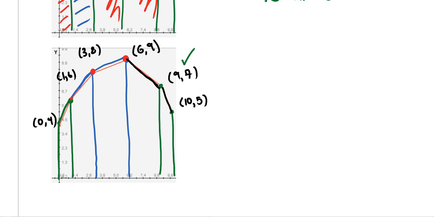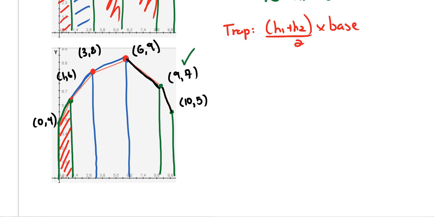Okay. Now, if you want to calculate the area of that very first trapezoid, remember the formula for a trapezoid was (h1 plus h2) divided by 2 times the base. That was the general formula. Now, if I apply that to the very first trapezoid, what is h1? Well, h1 is going to be 4, and h2 will be 6. So this is going to be 4 plus 6 divided by 2. And what's the base here? Well, the base is the difference between 1 and 0, and that base will be 1. All right, so that is the area for my first trapezoid.